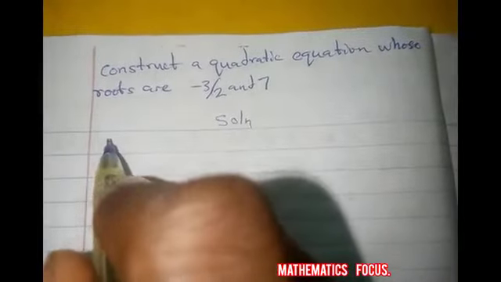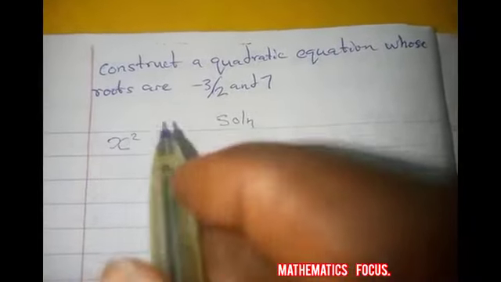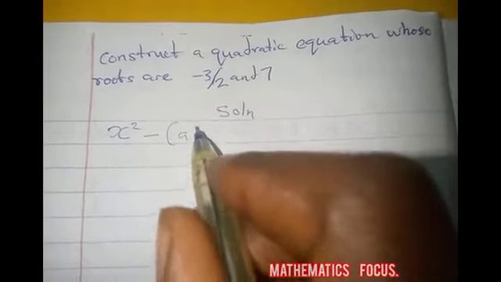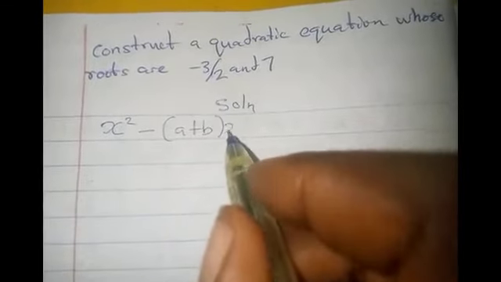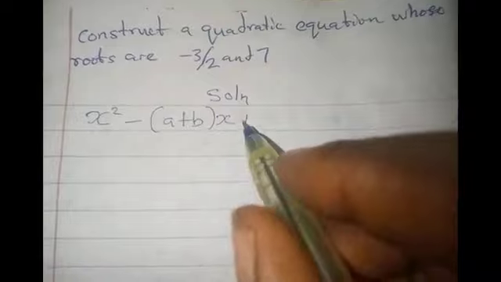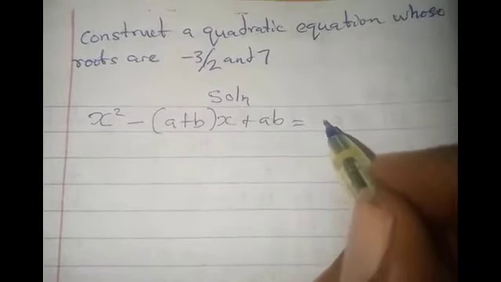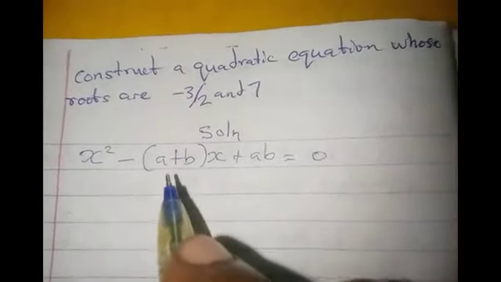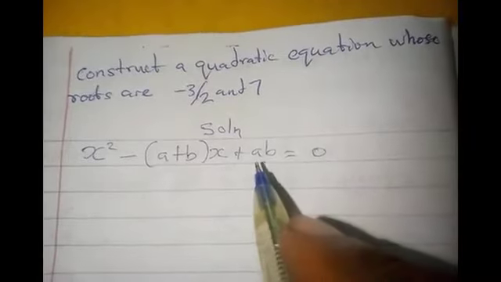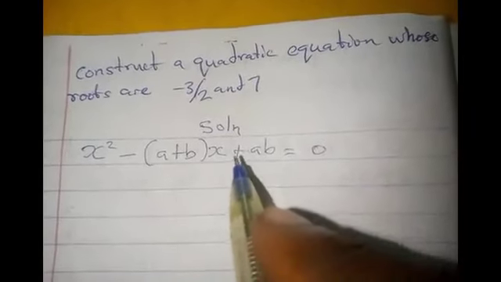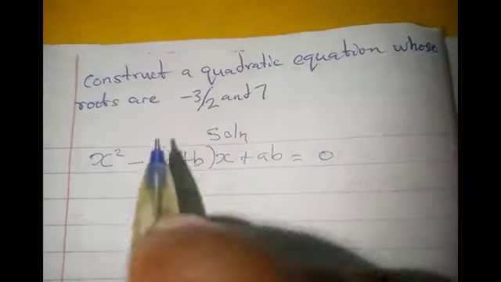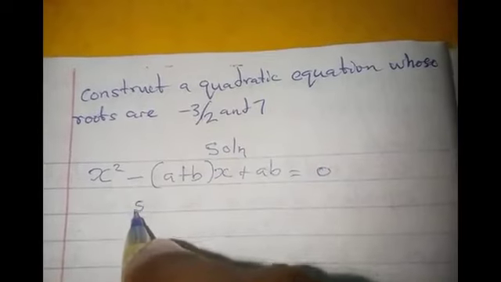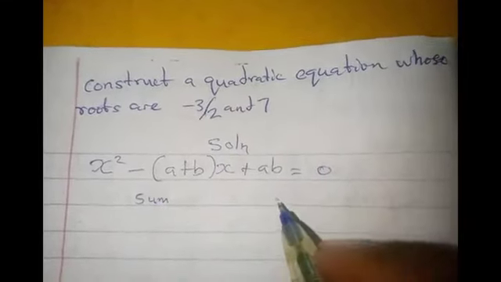So the general form is this: x square minus bracket a plus b x plus ab equal to 0. So here you find the sum, and here you find the product. So let's look for the sum, and here the product.